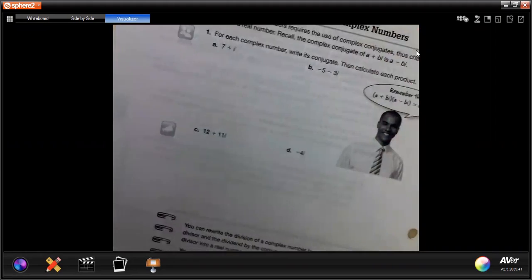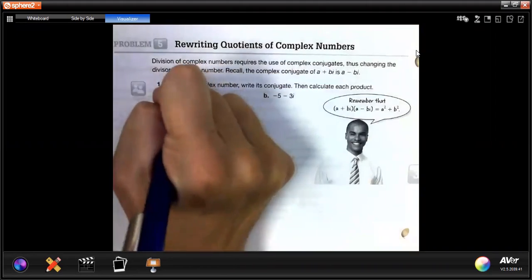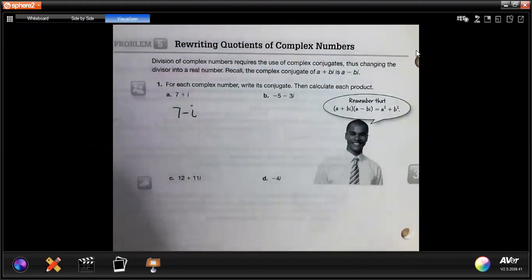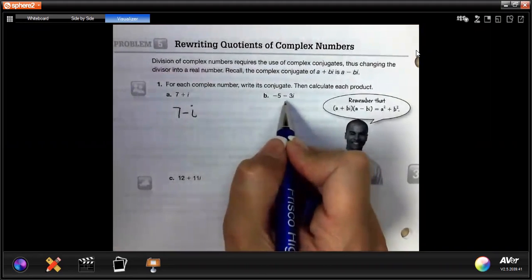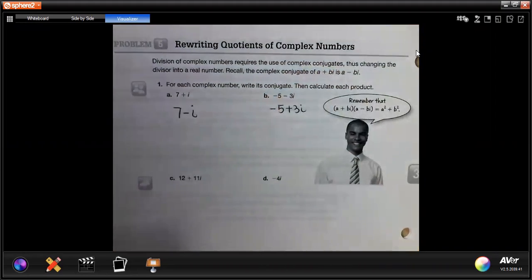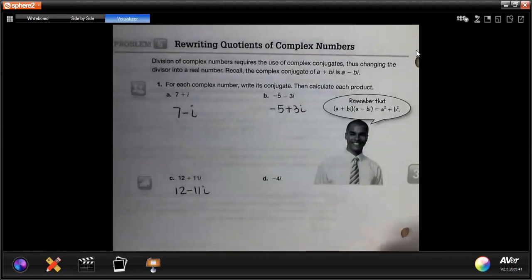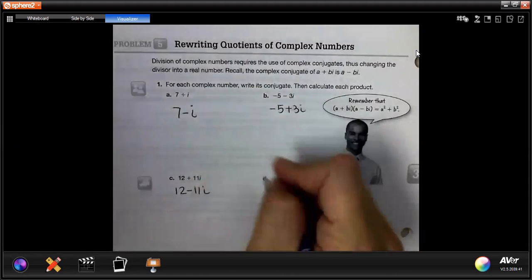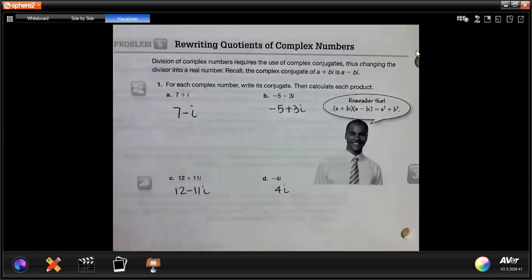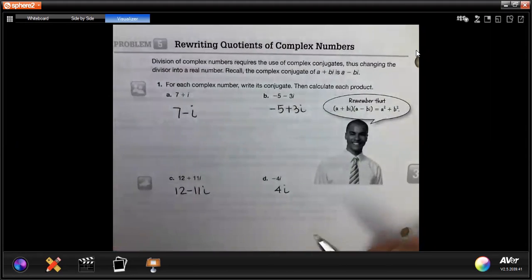And so we're going to see how that works back here on our rewriting these with the conjugate. So 7 plus i would be 7 minus i. That would be the conjugate. For negative 5 minus 3i, negative 5 plus 3i would be its conjugate. And for C here, it would be 12 minus 11i. And then for D, you would have a positive 4i. And so the reason why we do that is because it helps us to change when we have that as a divisor.